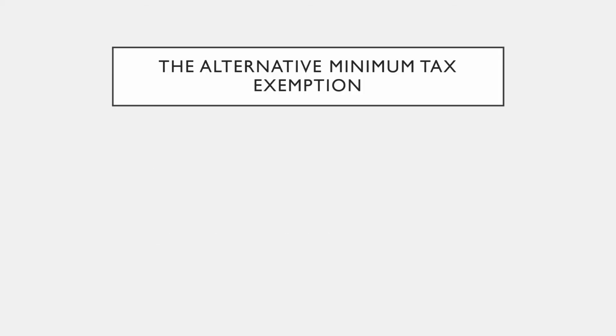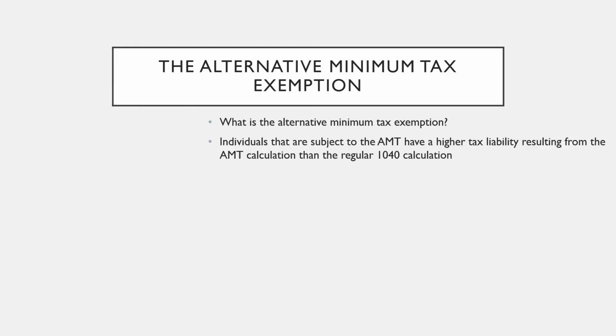So the alternative minimum tax exemption. What is the alternative minimum tax exemption? So this is the allowable amount an individual taxpayer may deduct from their alternative minimum taxable income before the AMT liability calculation is made. Individuals that are subject to the AMT have a higher tax liability resulting from the AMT calculation than the regular 1040 calculation.